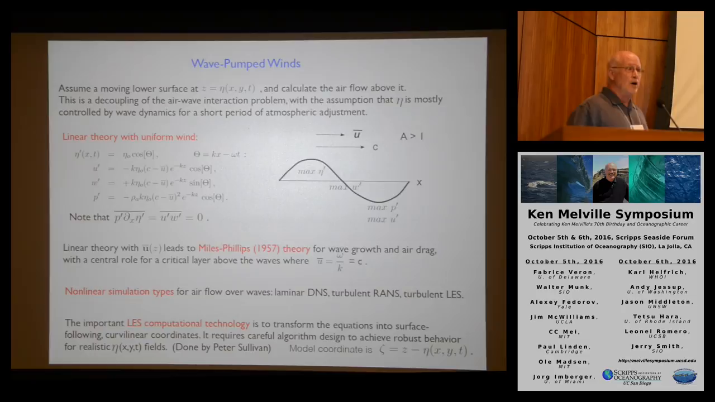problem with a vertically varying atmospheric wind increasing upward. And in that case, you get unstable amplifying modes, and they imply transfer of momentum and energy from the atmosphere to the waves. The waves grow, and there's a very important critical layer in which the wind is equal to the phase speed of the wave mode you're looking at.